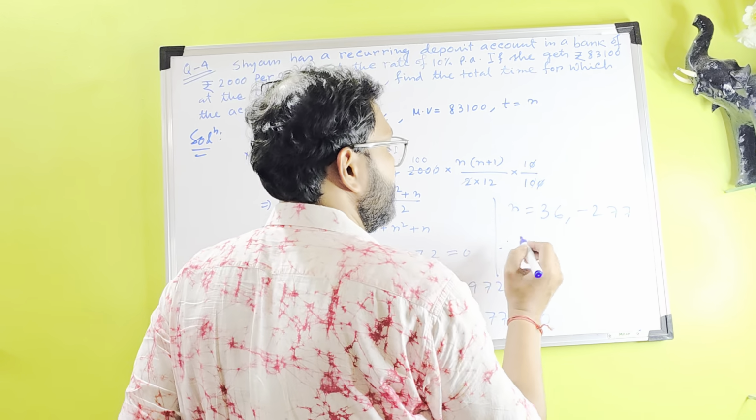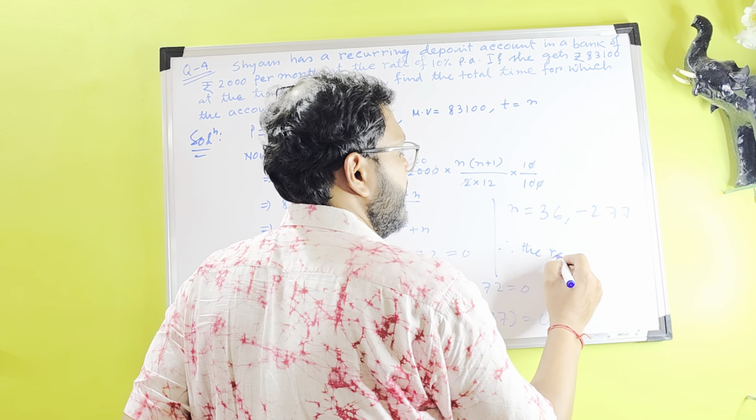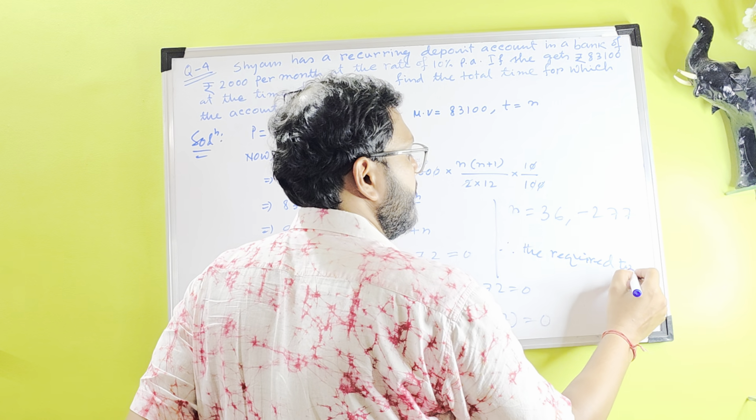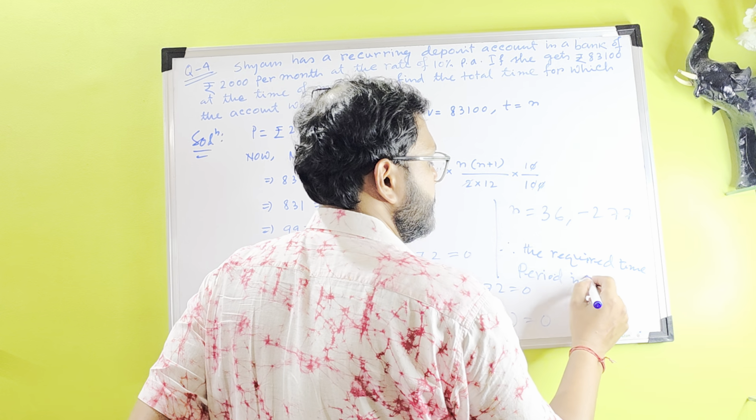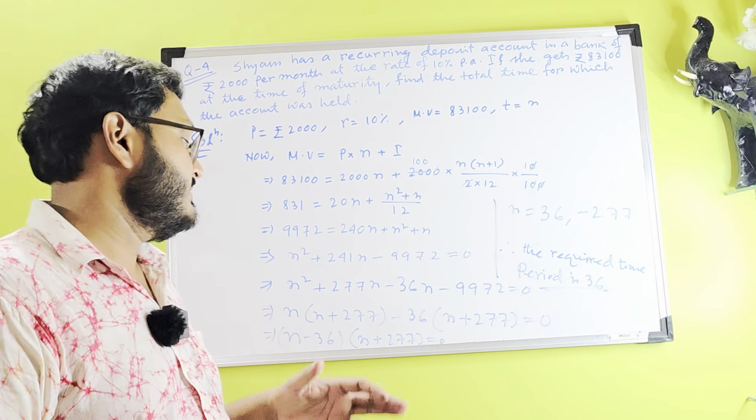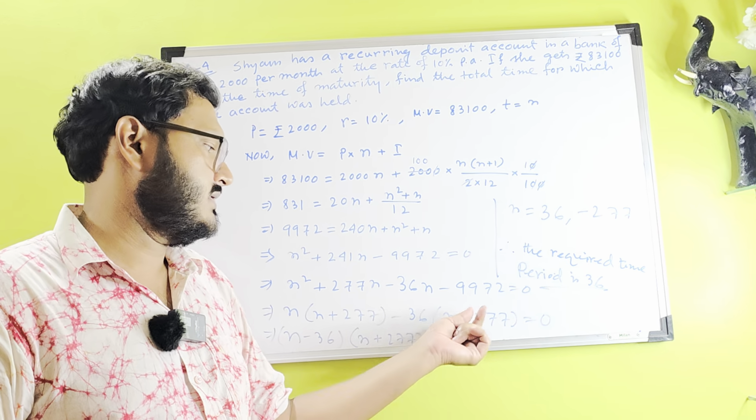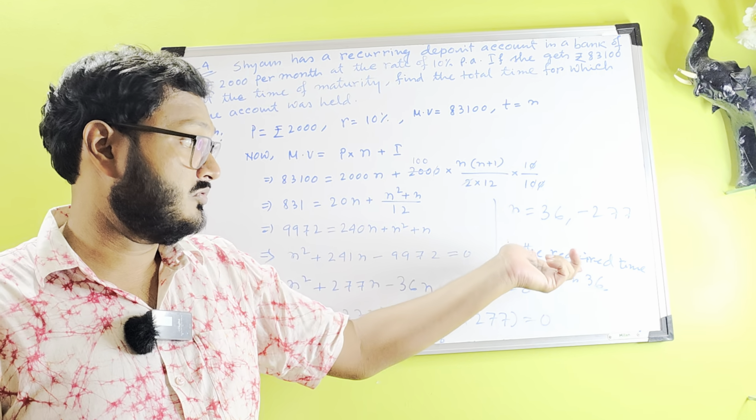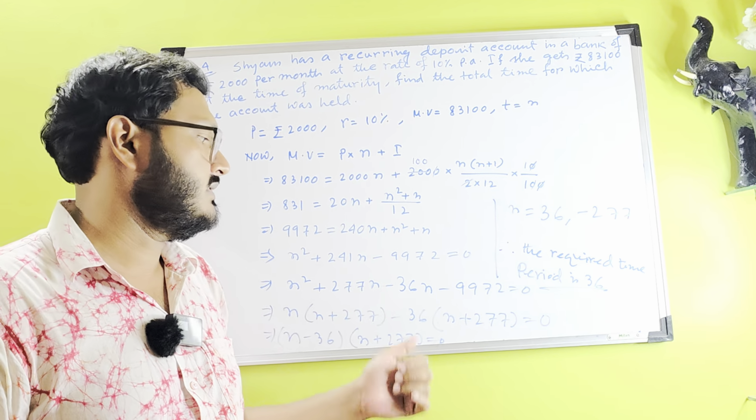So hence the required time period is 36 months. So this is the sum. Actually, there is a quadratic equation and it's a little bit big, so you have to do it. For 9972, you have to do prime factorization, then you have to find these two.